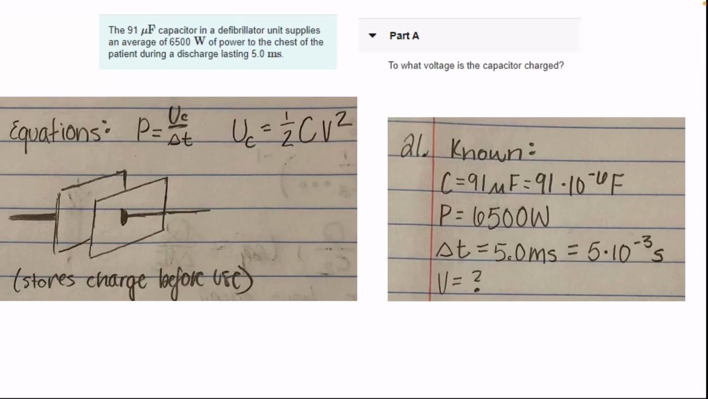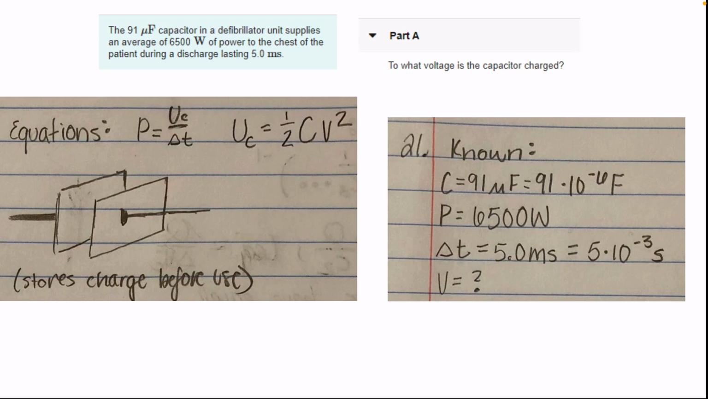Okay, so this problem is asking us to find the voltage in a capacitor, and the situation is we have a 91 microfarad capacitor and a defibrillator unit which supplies an average of 6,500 watts of power to the chest of the patient during a discharge lasting 5 milliseconds.